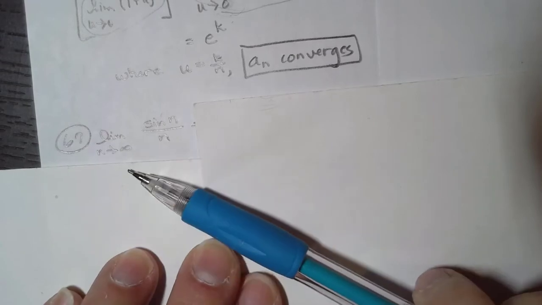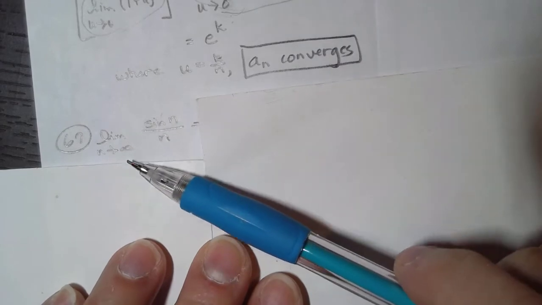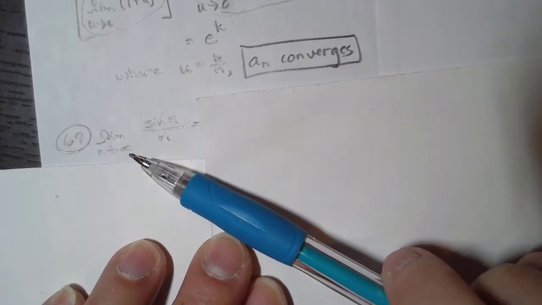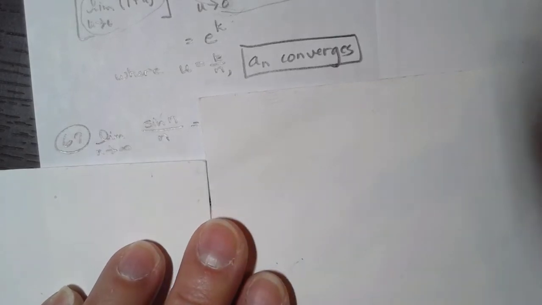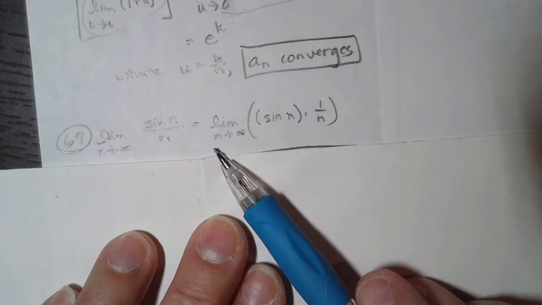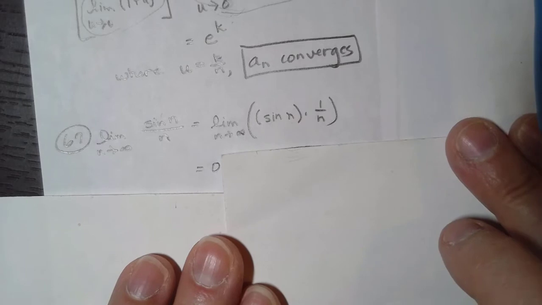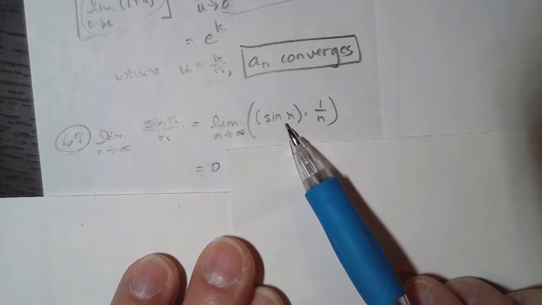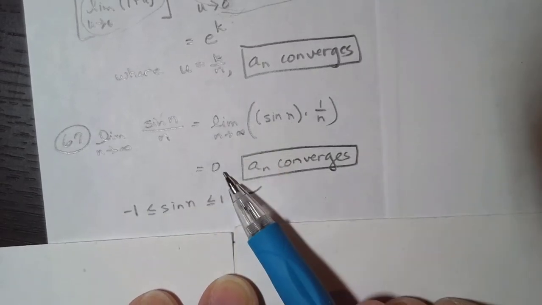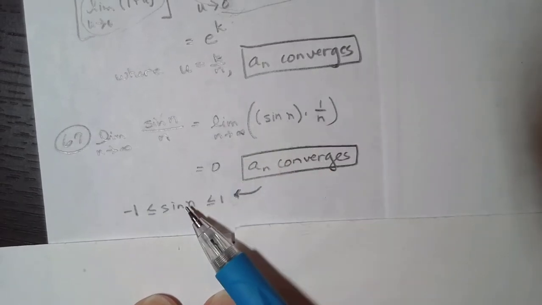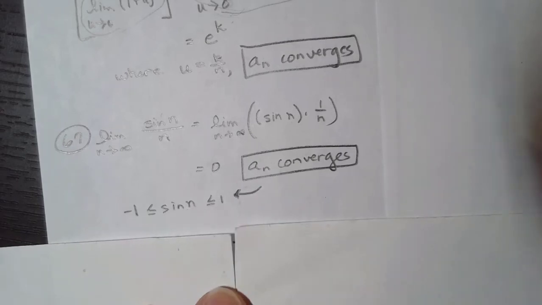Okay, let's look at 67. As n goes to infinity, sine n over n. Now, this is not the limit as n goes to 0 of sine n over n. We have a theorem for that. That is not what this is. But we could rewrite this expression and think about this as the limit as n goes to infinity of sine of n times 1 over n. What we know is that sine n is bounded between negative 1 and 1. And as n goes to infinity, this will be 0. So my limit is 0, and my sequence converges.